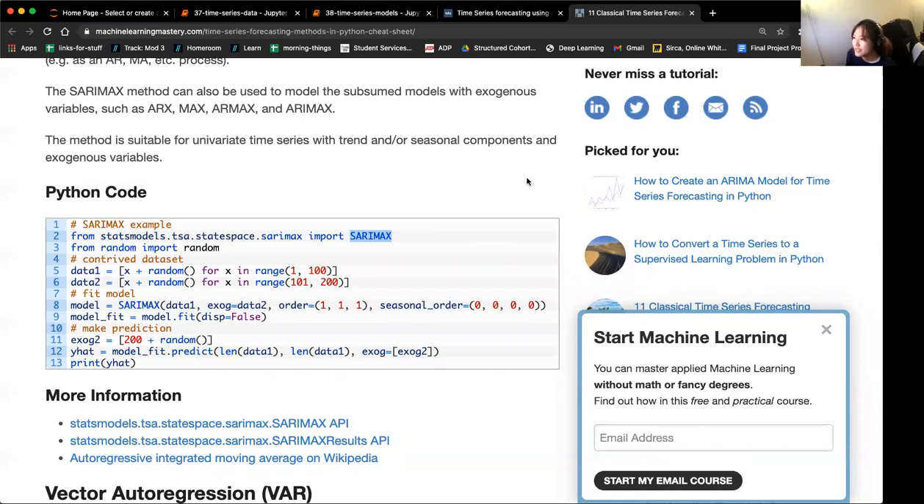In SARIMAX, you can see that data 1 is the time series data. Data 2 will be your exogenous variables. So the way that you fit it, you just give it your data 1, whatever you're trying to forecast, and then you feed in all the exogenous data. And that's really all you have to do to include exogenous information. You just have to instantiate a different model. Instead of ARIMA, it will be SARIMAX.